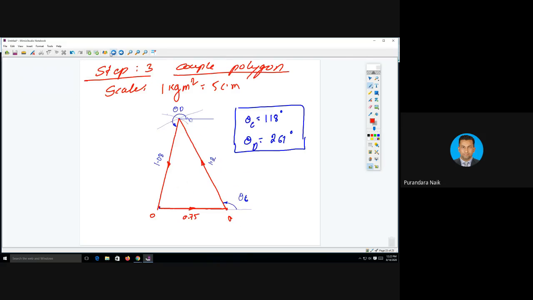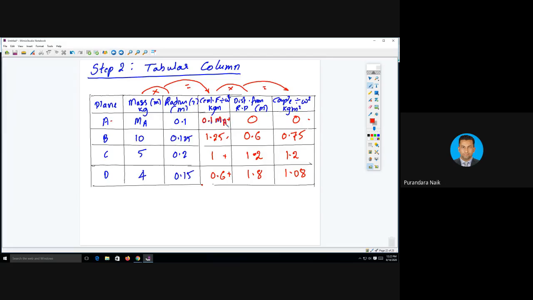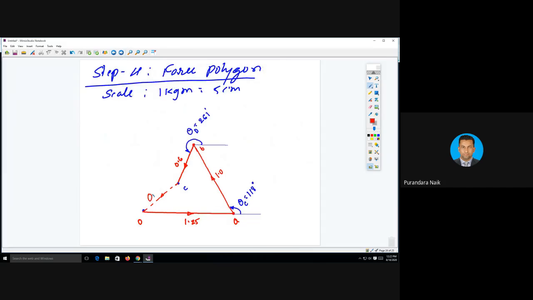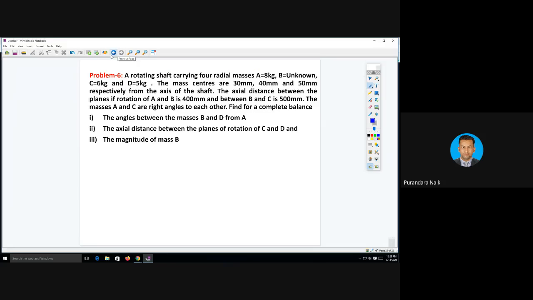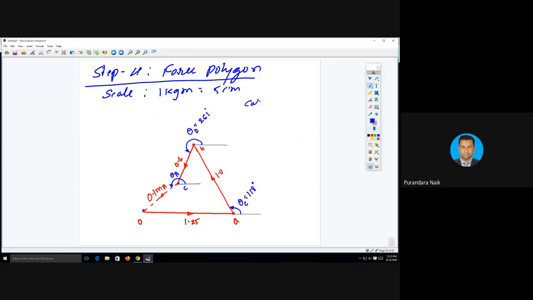What is the magnitude? This magnitude, you see in the table, is 0.1 MA. And the corresponding angle, you need to measure from the reference line. The reference line is always the positive x. If you measure the angle from the positive x, we'll get theta A. This is theta A. So see the calculation.